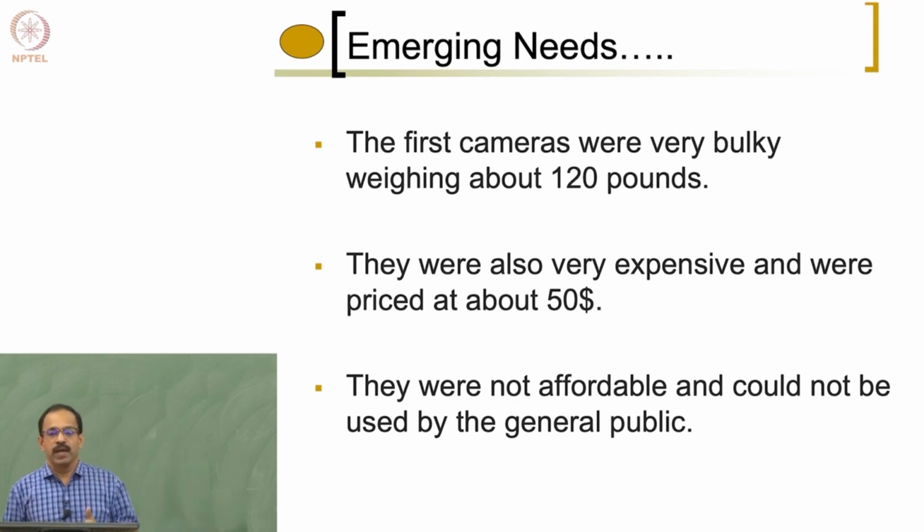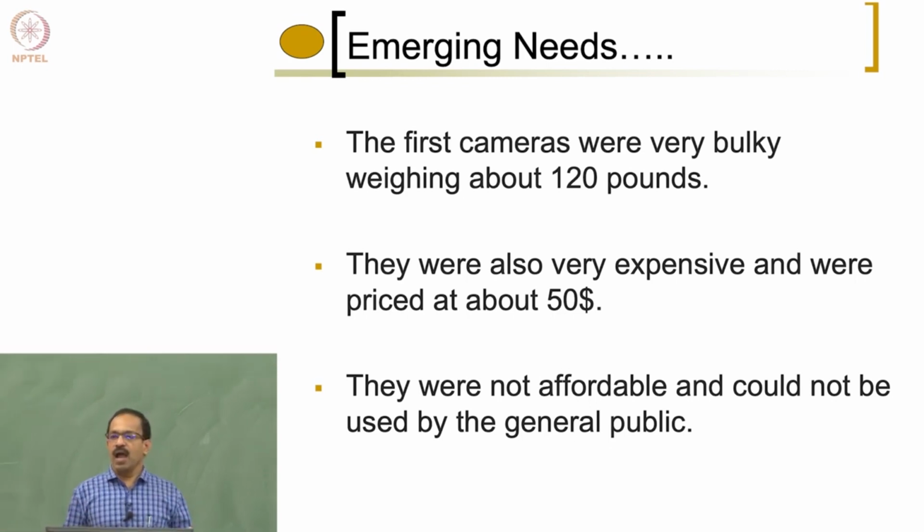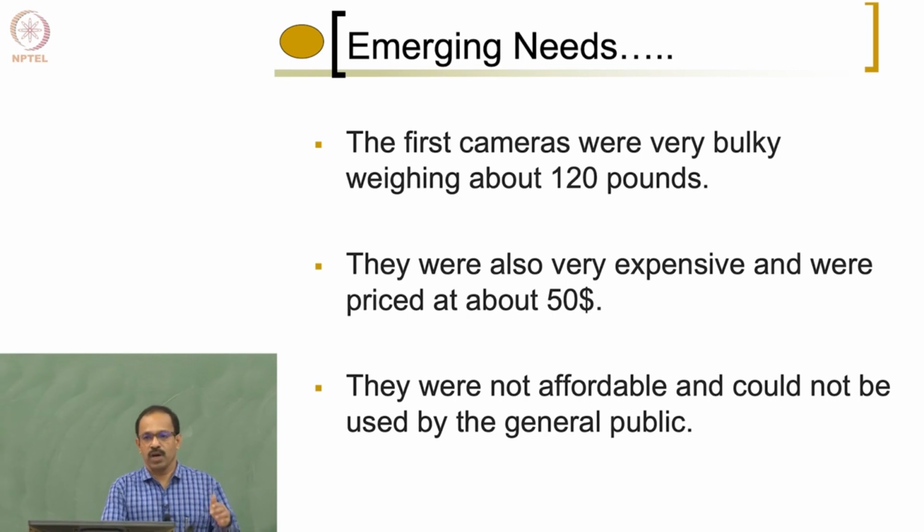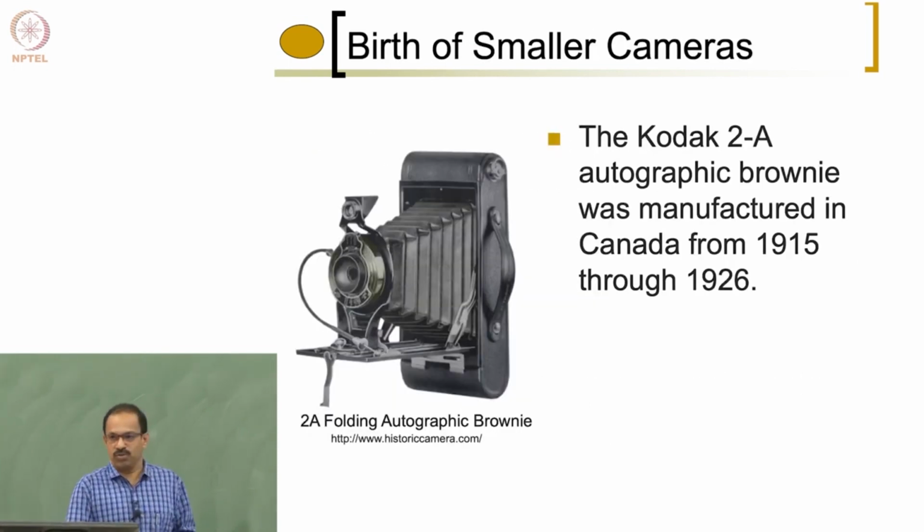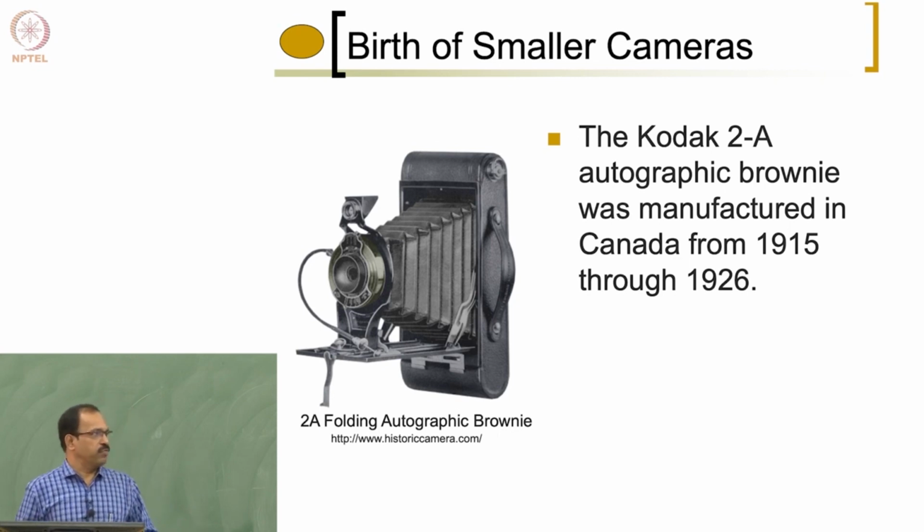So you need to use an analytical method of design. You need to analyze the problem and then see how to redesign the product, or how to make the product more user friendly and more useful to the public, and that is where new designs come up. So then we started getting a lot more products. The Kodak 2A, an autographic brownie, was manufactured in Canada from 1915 to 26. That was after the first Kodak camera.